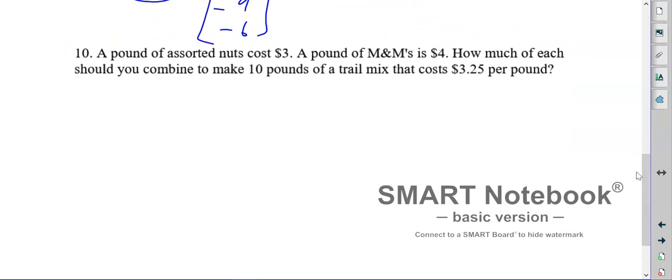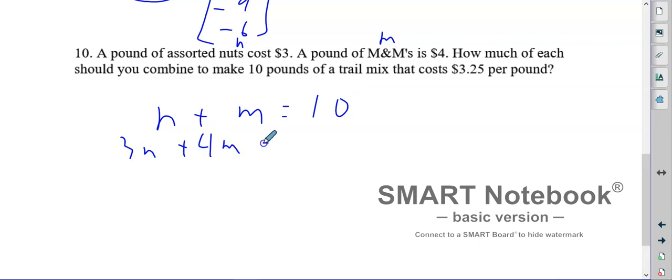Number 10, a pound of assorted nuts costs $3. A pound of M&Ms is $4. How much of each should you combine to make 10 pounds of trail mix? They cost $3.25 a pound. So I have nuts N, M&Ms M. So nuts plus M&Ms, we want 10 pounds total. Nuts cost $3 a pound. M&Ms are $4 a pound. And remember, this one's tricky, we need to do 3.25 times 10, or 32.50.